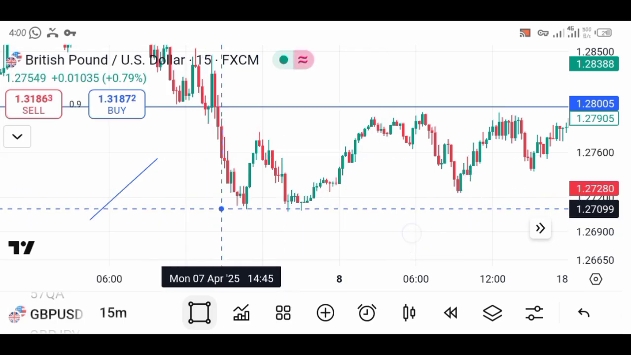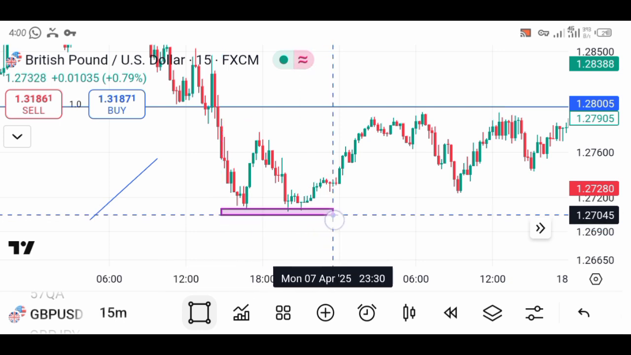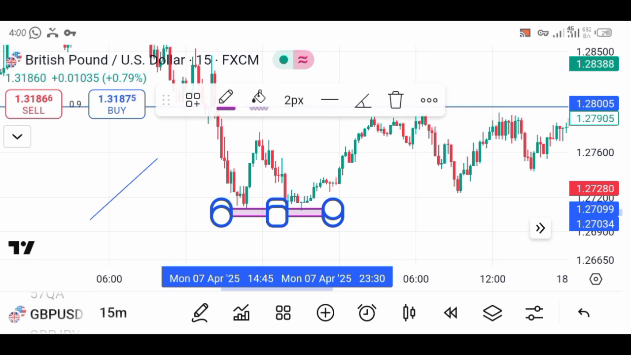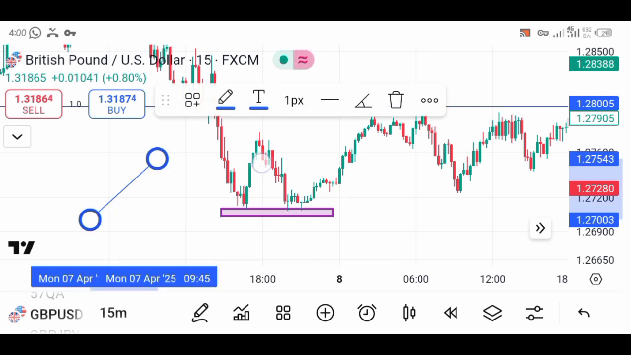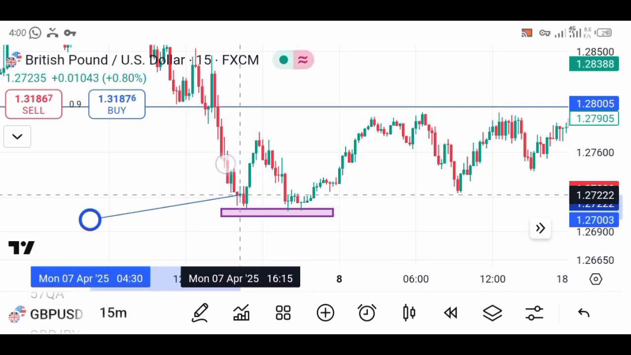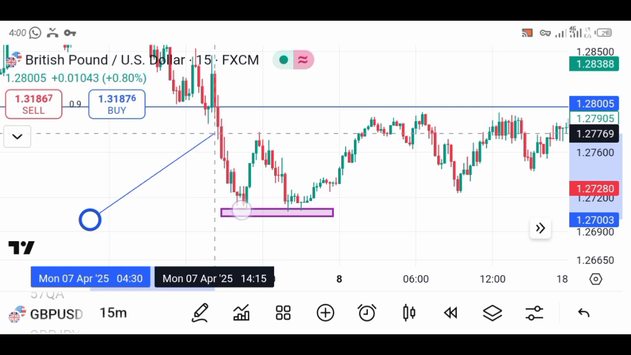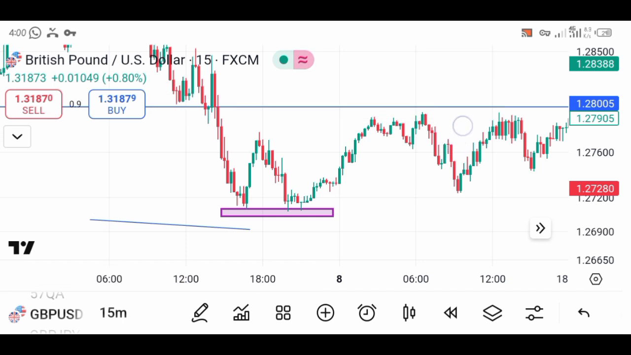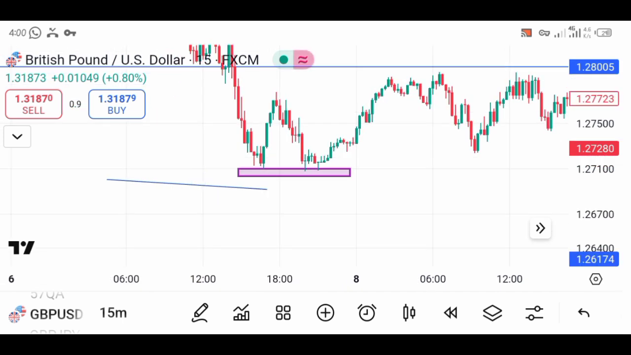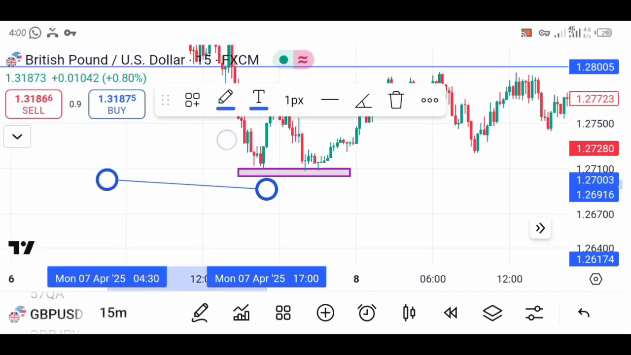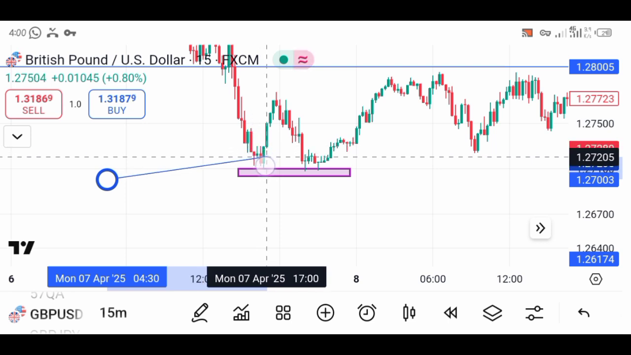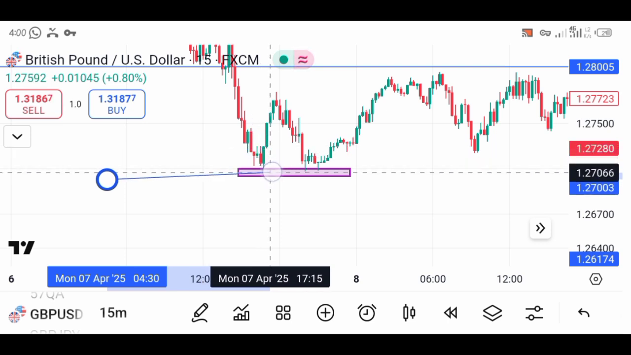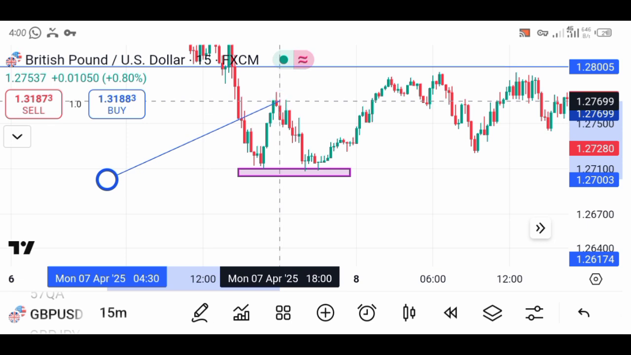Let's see. I'll just mark it up like this. So when the market was coming like this, he bought like this. He sold like this. It sold. It got to that area. That is our support area. It now moved again, started buying.